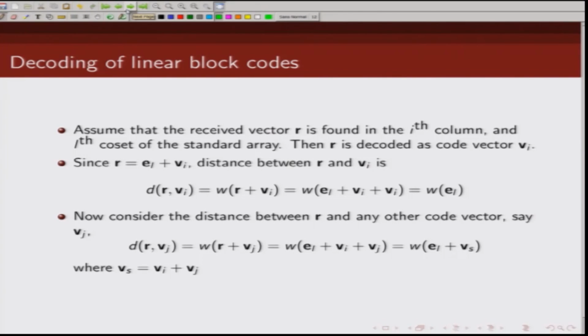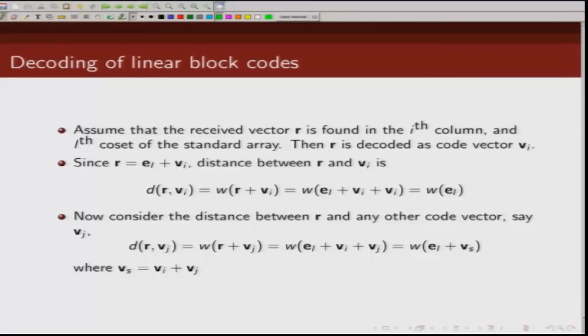Next, consider now the Hamming distance between R and any other code word. Let us call it Vj. So, we are finding Hamming distance between R and any other code word Vj. That would be given by weight of this vector R plus Vj. R is nothing but El plus Vi plus Vj. Now, Vi plus Vj, sum of two code words, is another code word. Let us call that code word Vs. So, this will be weight of El plus Vs.